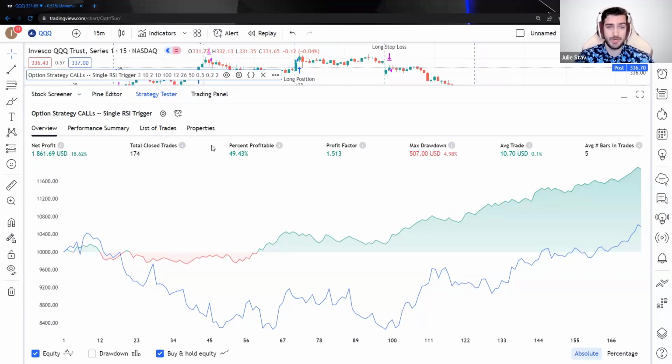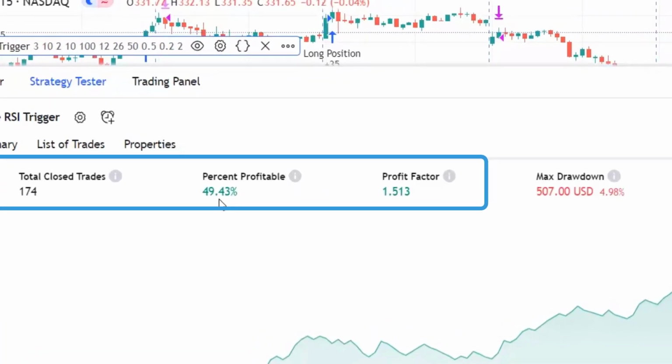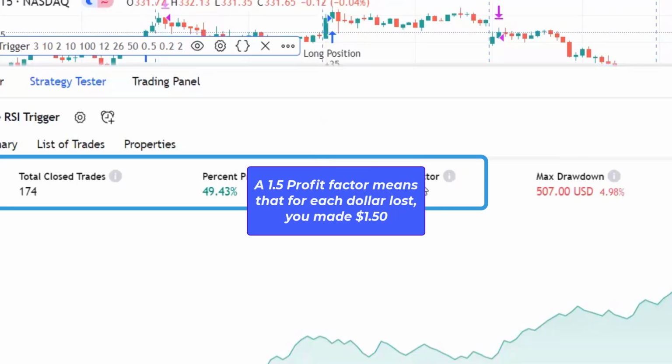Moving past the total returns, we get some other incredibly useful information. How many trades did it make? What percent of those trades were profitable? And what was our average profit factor? So here we can see the strategy was almost 50% profitable, but with a profit factor of 1.5, the wins matter a lot more than the losses.